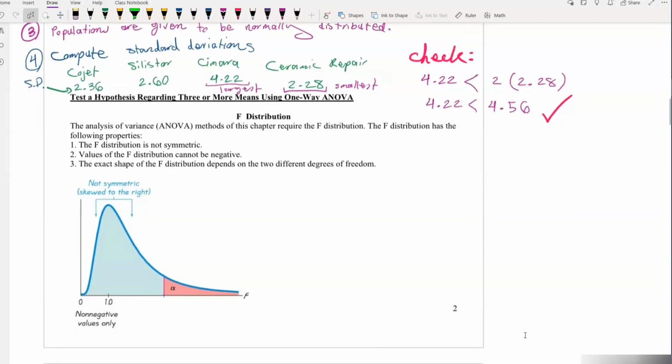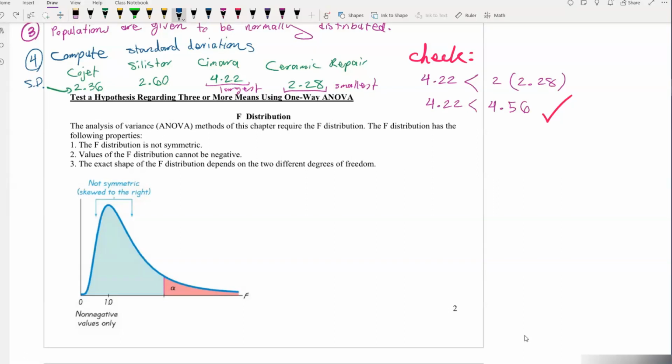So in this part, we have F distribution test hypothesis regarding 3 or more means using one-way Anova. Here on this part, we can see that the right side cell is longer than what I have here on left. I'm not able to use negative numbers, so you have to stop here in that part.